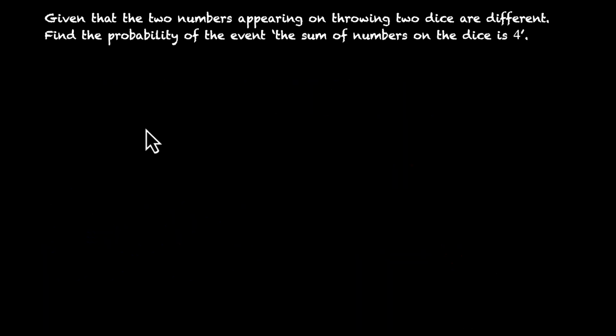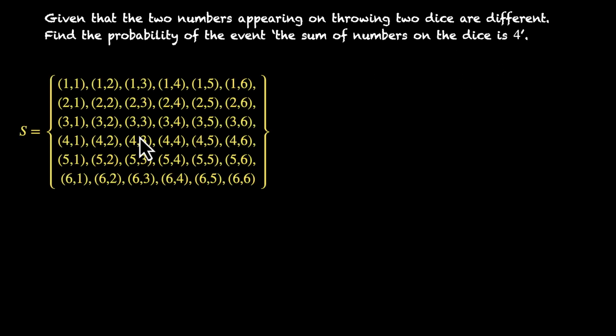Let's solve one more. Given that the 2 numbers appearing on the throwing of 2 dice are different, find the probability of the event the sum of numbers on the dice is 4. Pause the video, try this out. Okay, 2 dice are thrown. Let's write the sample space. We have these 36 outcomes from 1, 1 to 6, 6. E is the event where the sum of the numbers on the dice is 4. That's 1, 3, 2, 2 and 3, 1.